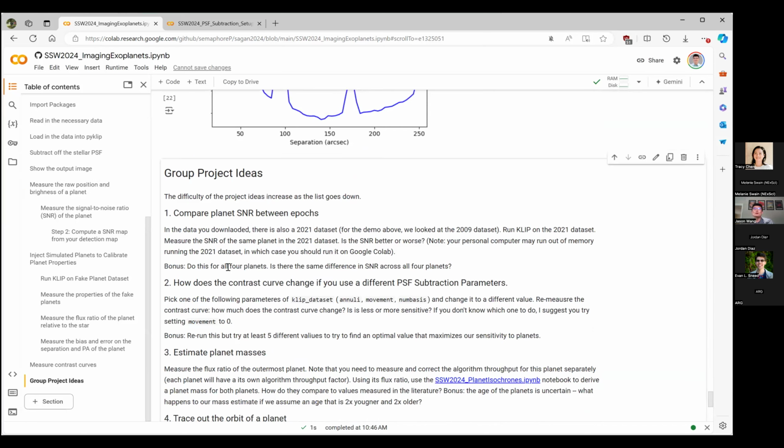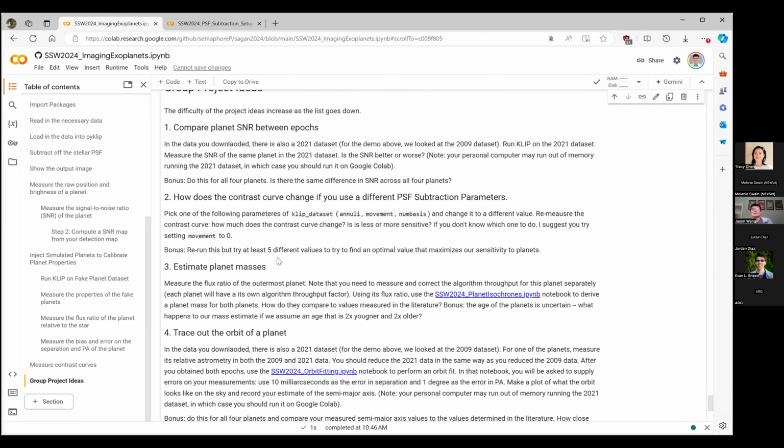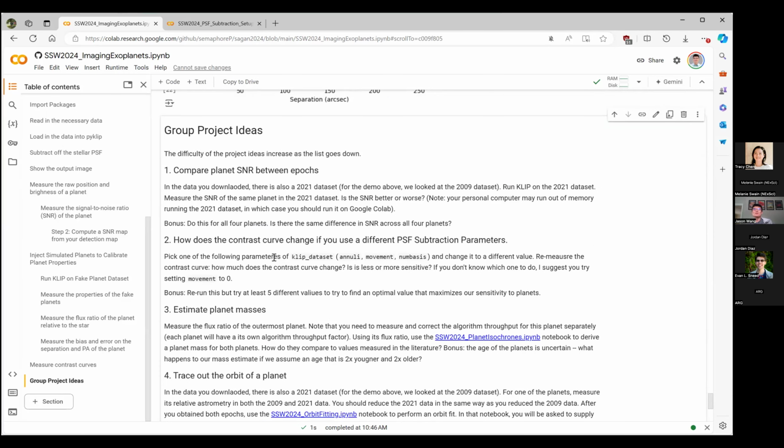If the group members are very efficient at that, they can do this for all 4 planets, and so that means measuring the SNR for each planet for both epochs. So they'll have to measure 8 different SNRs and compare them and see if the SNR changes are the same across the 4 planets. And I think the answer is no, but that's up for them to figure out. It's a research question.